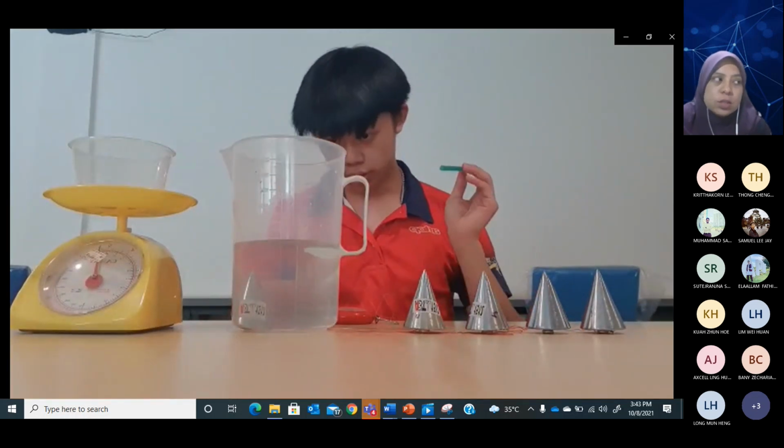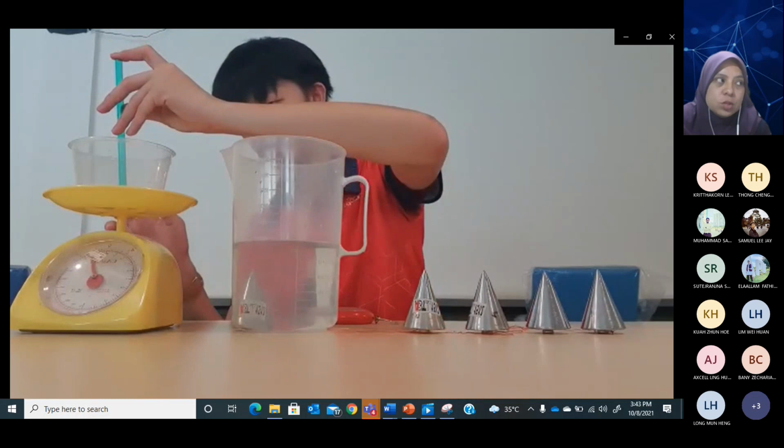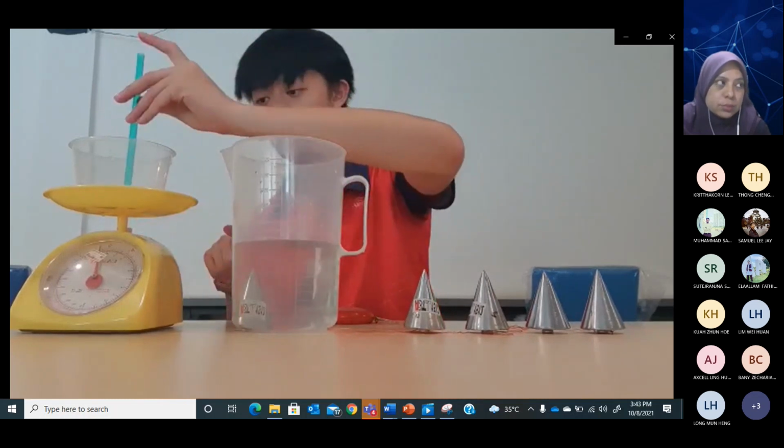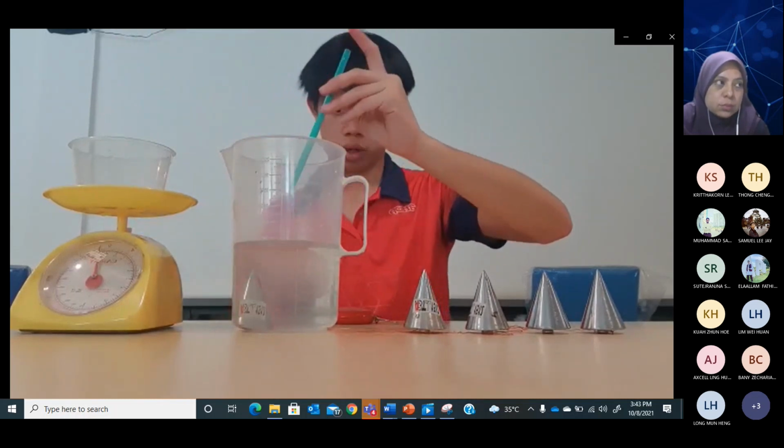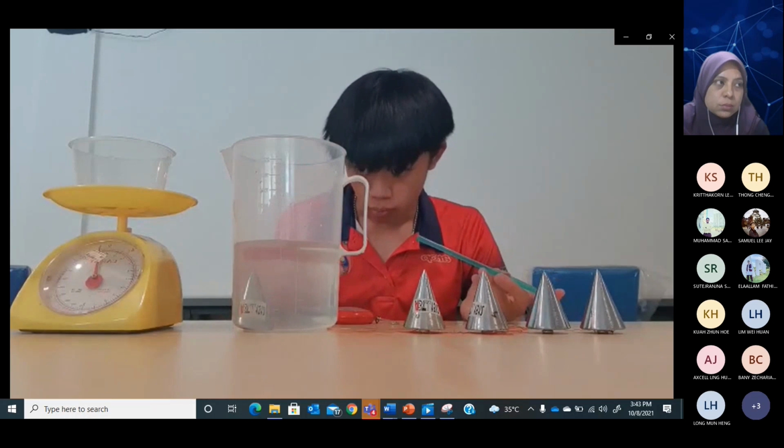We use a kitchen scale, a digital one. We have to make sure the water level in the graduated container is one liter.